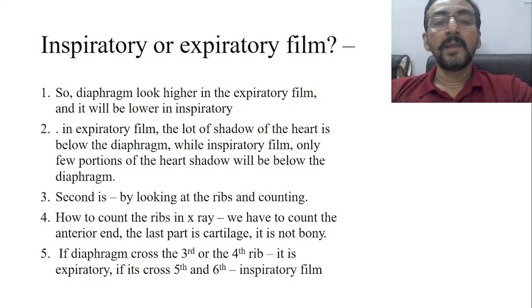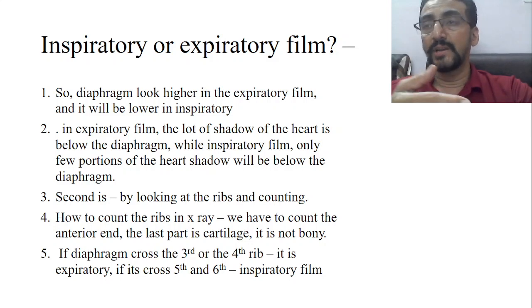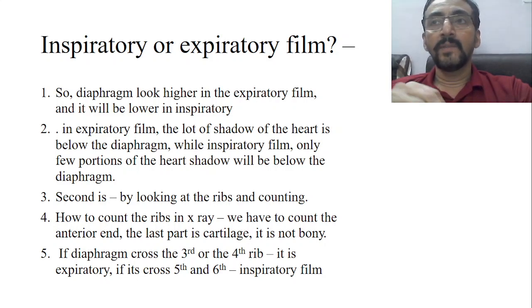Second is, you can look at the ribs and count the ribs. This is very important. How to count the ribs in X-ray? We have to count the anterior end. You should not go for the posterior. A rib has got an anterior and a posterior end. Sometimes you may commit the mistake of counting both the ends, and the numbering goes on.